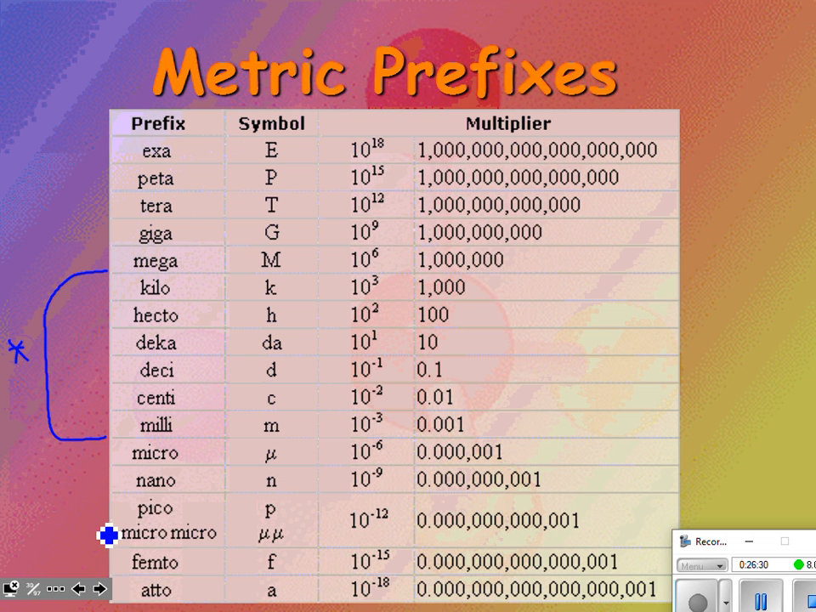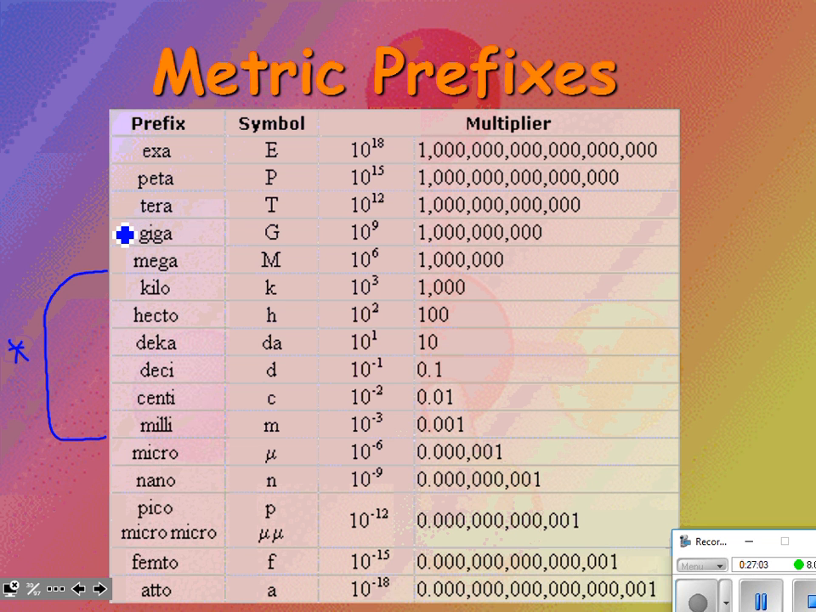You know, mega, giga, tera, peta, exa. Probably the most common areas where you'll see this is a gigabyte of memory, a terabyte of memory.